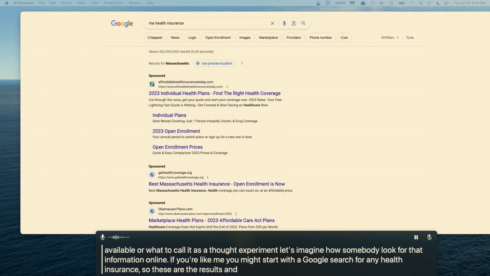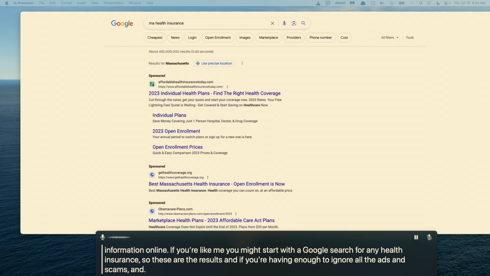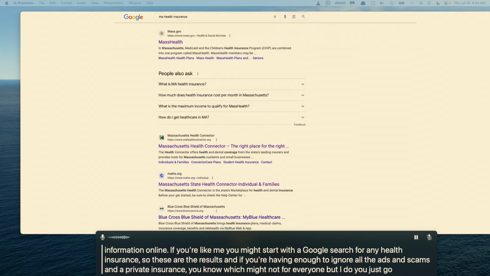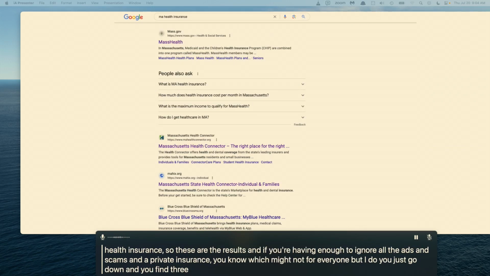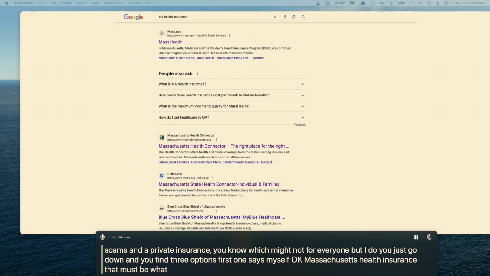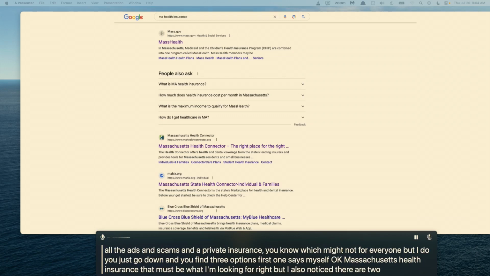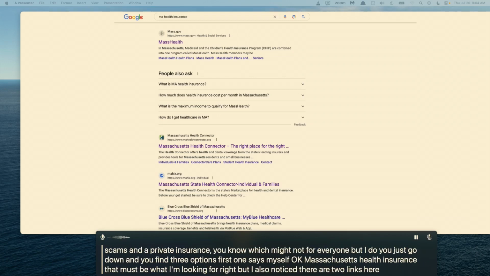And if you're savvy enough to ignore all the ads and scams and private insurance, which might not be true for everyone, but ideally you'd scroll down and you'd find 3 options. The first one says Mass Health. Okay, Massachusetts health insurance. That must be what I'm looking for, right? But I also noticed there are 2 links here, they're both labeled Health Connector.